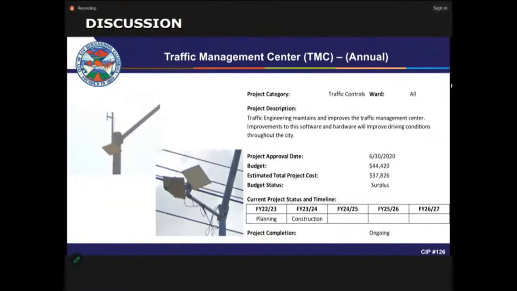This is basically an annual budget that we get. We upgrade the communication that we have back to our traffic management center. So this is an ongoing budget that we obtain on an annual basis. On the average, we spend between 37 to 40,000 on this upgrade. So this is an ongoing annual program.